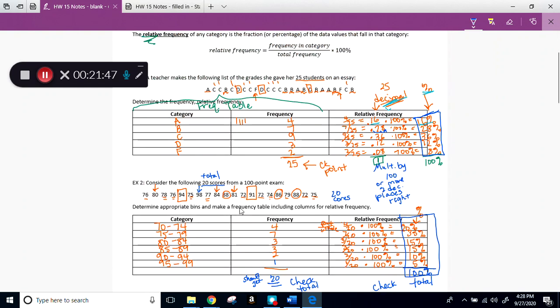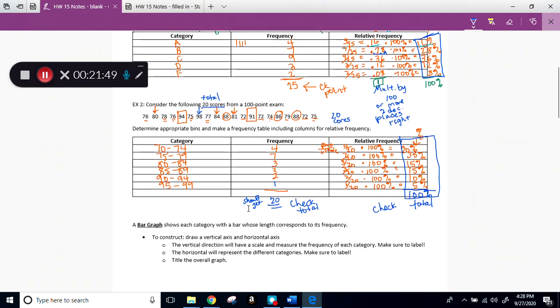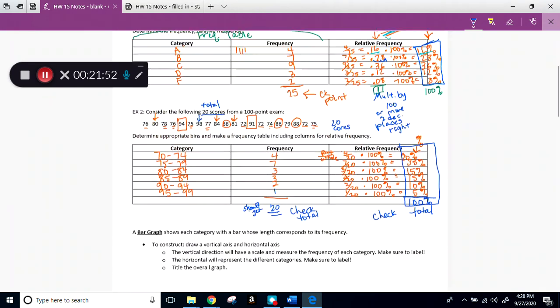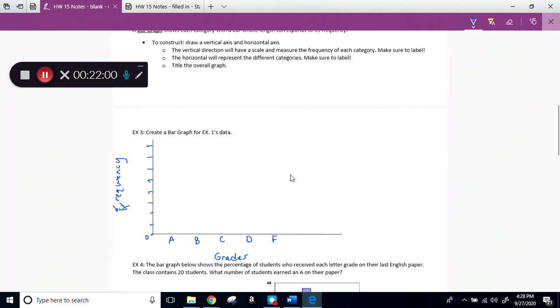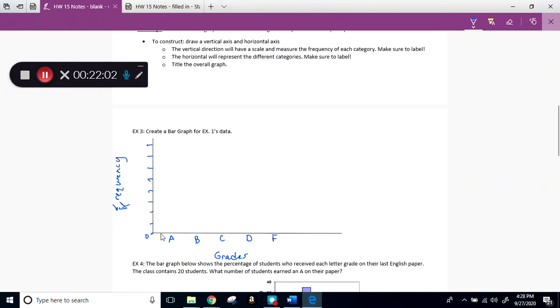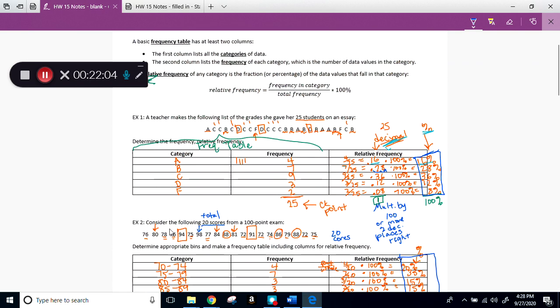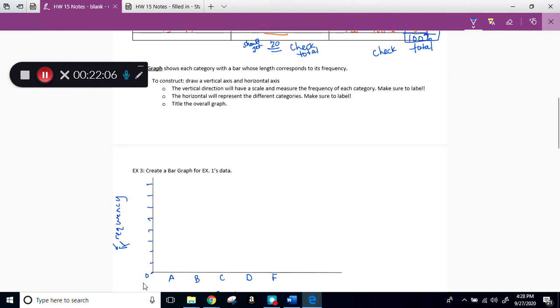Oh, you know what? I'm looking at the wrong one. I was looking at the second example, and we're supposed to be looking at the first example. That's why I was getting myself confused. Sorry about that. We're going to have 10 of these: 1, 2, 3, 4, 5, 6, 7, 8, 9, 10. So we definitely want to go look at the other one. You're going to have 10 of those.